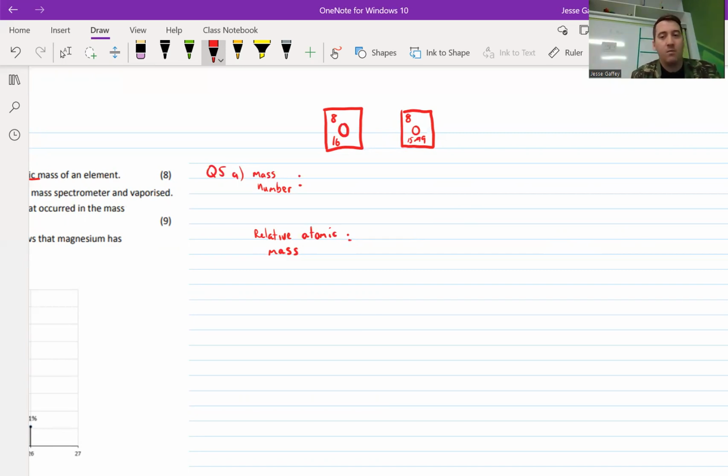So why is this number a decimal? That's the difference between mass number and relative atomic mass. So now that we've gone through them, 15.99 versus 16, what's the difference between these two numbers? Pausing the video and writing that down now.